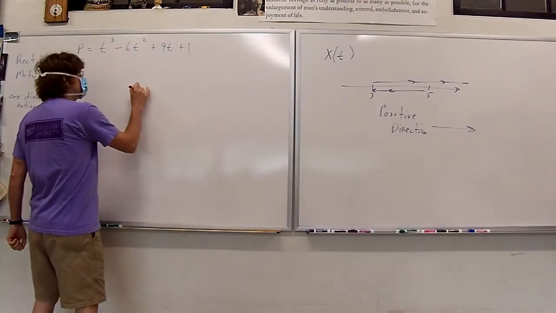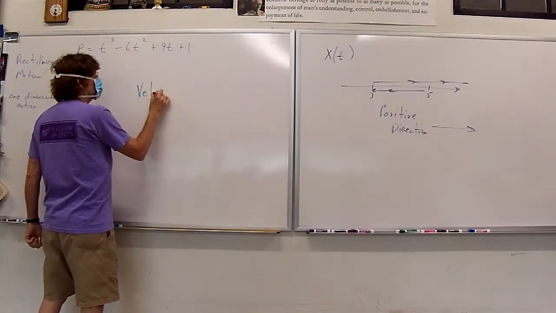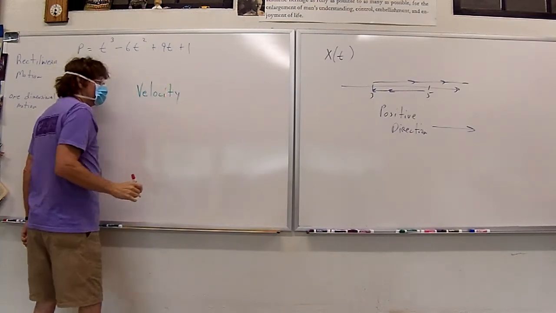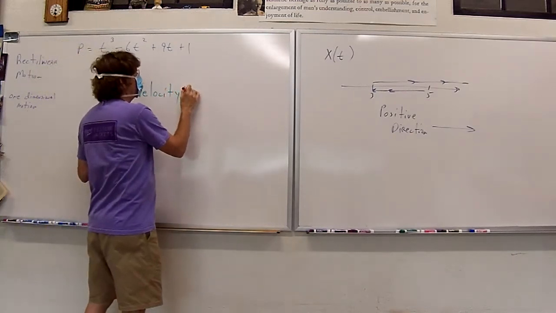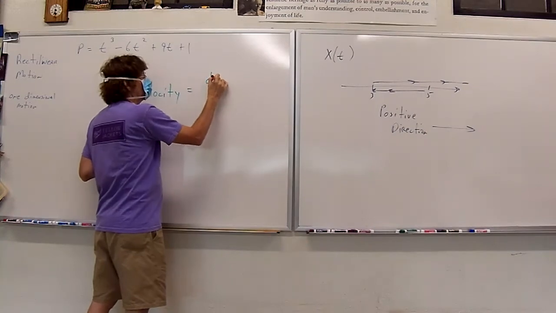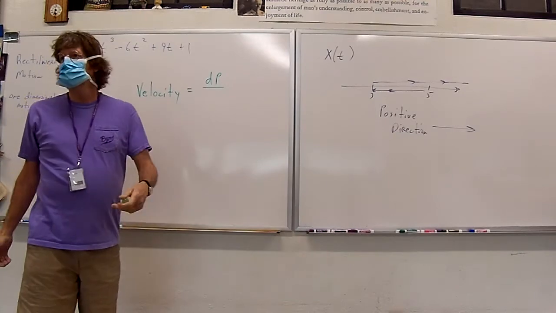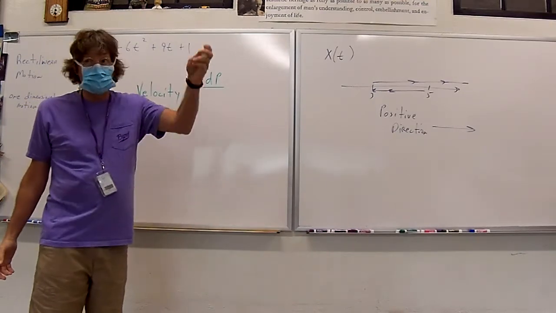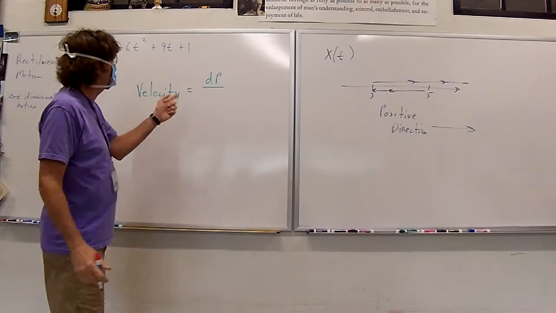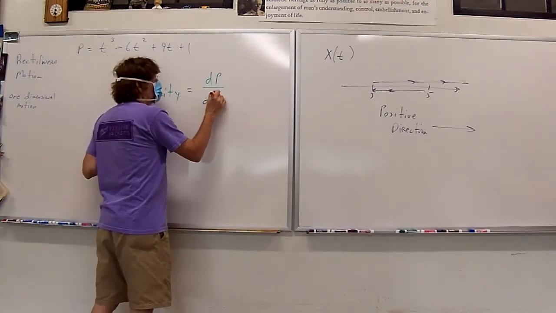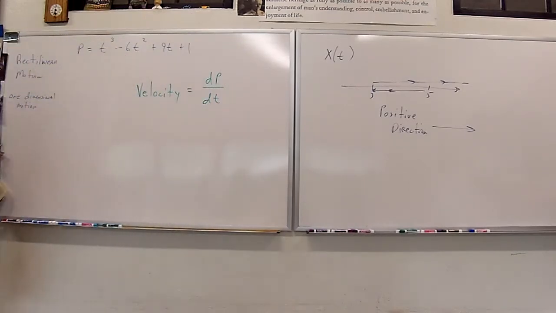Velocity. Velocity is the change in the position of the particle, or the bouncy ball. Particle sounds so physics-like, but bouncy ball. It's the change in the position of the ball with respect to time. If I use the word velocity in here, I am talking about instantaneous velocity. All right? Instantaneous velocity.